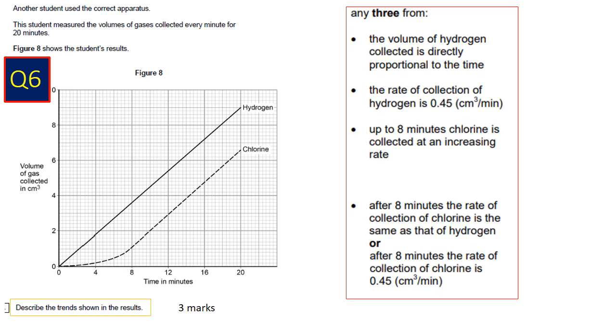So there are multiple things you could get marks for on this graph, and different ways you could phrase it. But they're looking for things like the volume of hydrogen is directly proportional. See that nice straight line there? And you could work out the rate, and that would get you a mark, and we do that by using the gradient. We could say up to 8 minutes, the chlorine is collecting at an increasing rate. After 8 minutes, it is directly proportional, it is the same rate as the hydrogen. You didn't have to say all of them to get the marks, any 3 of them would be good.